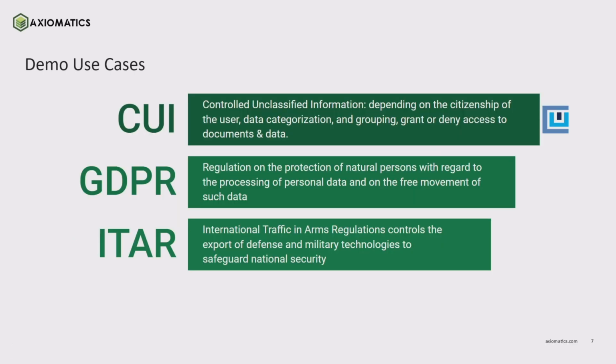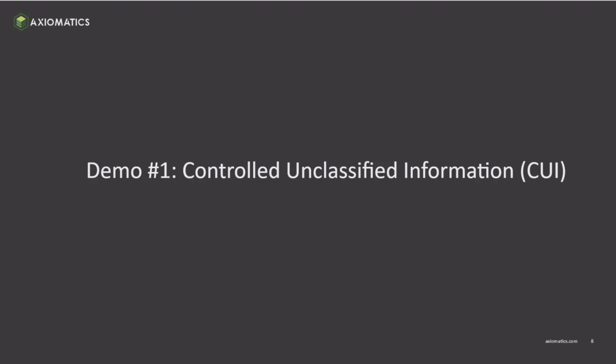The demo use cases we will see are controlled unclassified information. Depending on the citizenship of the user, data categorization and grouping, we will grant or deny access to documents and data. The second use case will touch on GDPR, the privacy legislation from the European Union. We will control access to data based on the parameters involved in GDPR. And lastly, we will look at an ITAR example where we will control access to sensitive data, and access will be allowed or denied based on the user's location and citizenship. Let's dive right into the first demo, controlled unclassified information.